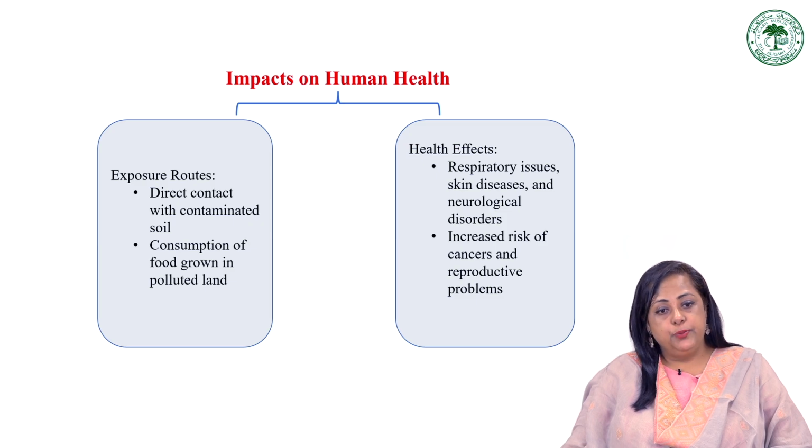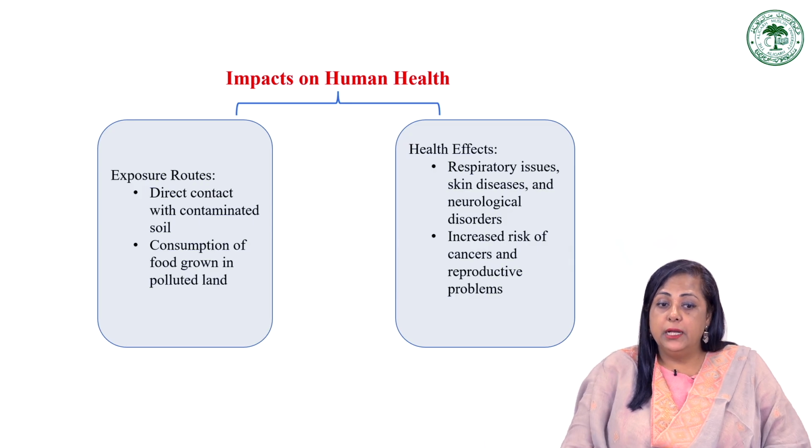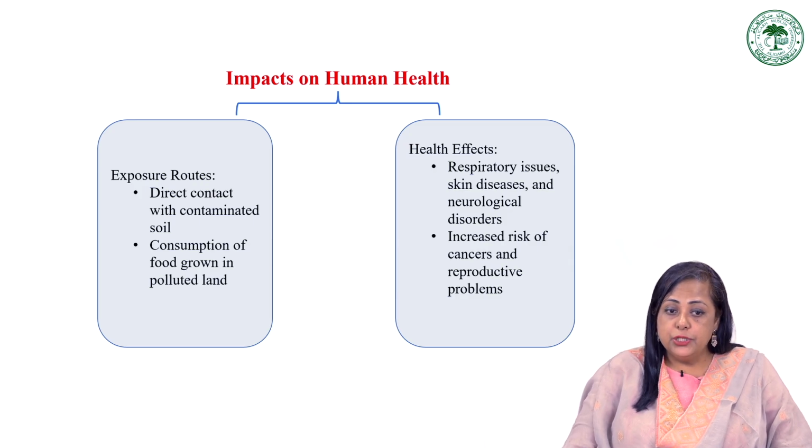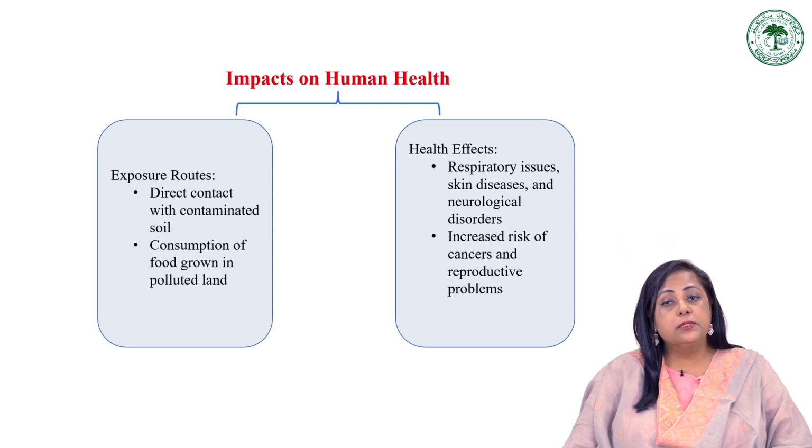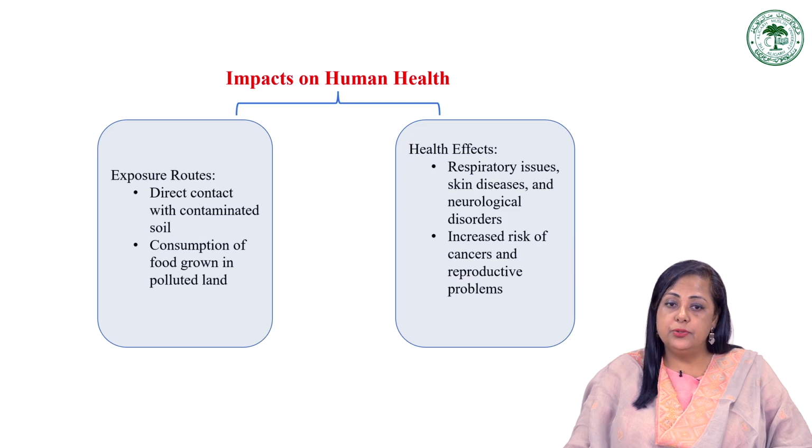So, exposure routes and health effects. Exposure routes are direct contact with the contaminated soil and consumption of food grown in polluted land. This is what I just mentioned: we are consuming food in which we are using pesticides and fertilizers, which we cannot even touch directly by hand. Health effects, we know: respiratory issues, skin disease, neurological disorders, increased risk of cancers and reproductive problems. So these are the health issues.